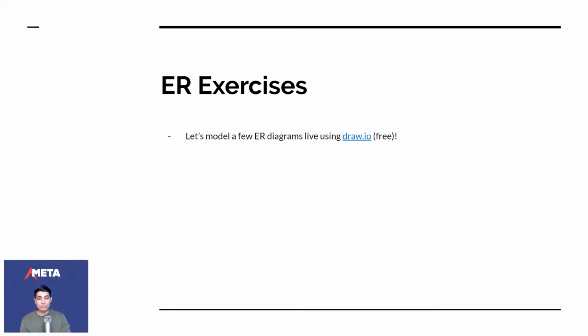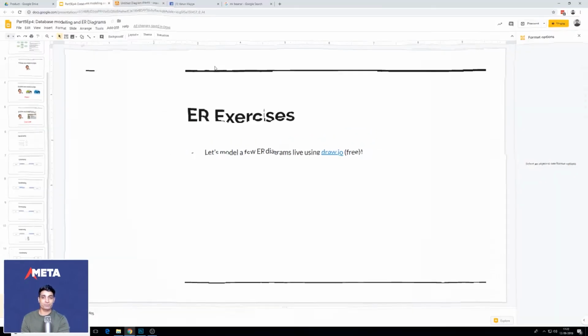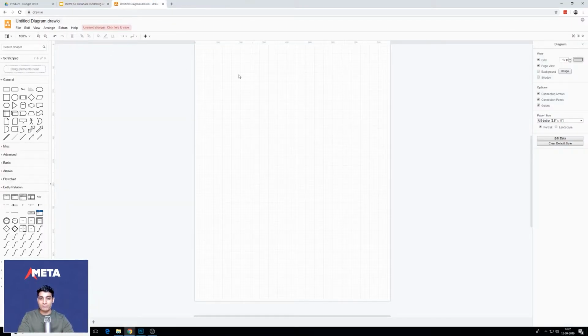All right, so let's model a few ER diagrams live using draw.io. All right, so this is draw.io. It's a free app. You can just go to draw.io and start doing it immediately. And what you should do is open the entity relationship thing here, drop down here, and just pick the third table. There are 3 tables.